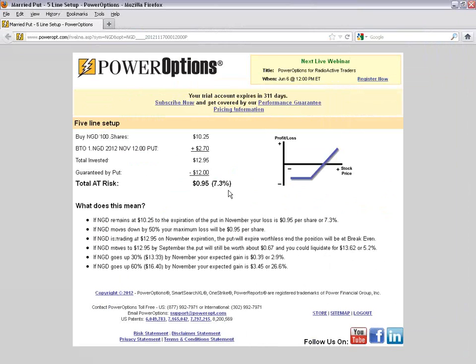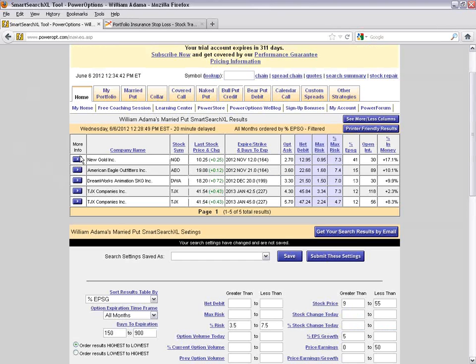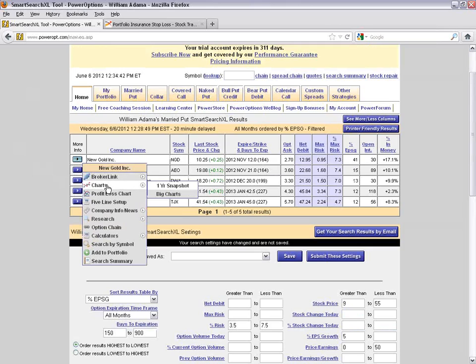So instead of looking at the results, you can say, okay, well, we can buy shares of stock at 10.25, buy the November 12th put for 2.70, total invested, and the total at-risk amount and your profit and loss chart. And there's some description down here. So that's just a brief overview of the position, the 5-line setup. If that's what you're used to through the bulletproof modes, you can see that from the more information menu as well. But we took a look at the stock chart.